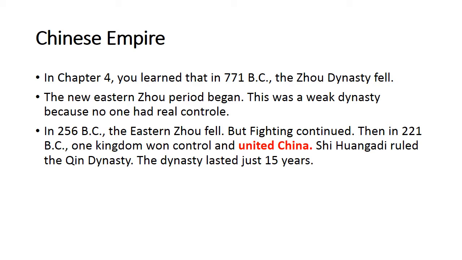Large kingdoms fought one another for control of China. At last, in 256 BC, the Eastern Zhou fell, but fighting continued. Then in 229 BC, one kingdom won control and united China. Huangdi ruled the Qin Dynasty. The dynasty lasted just 15 years.